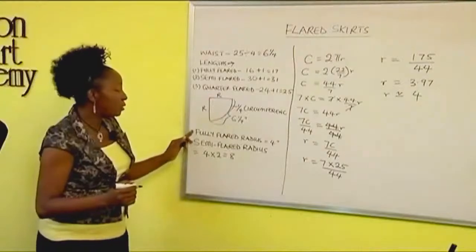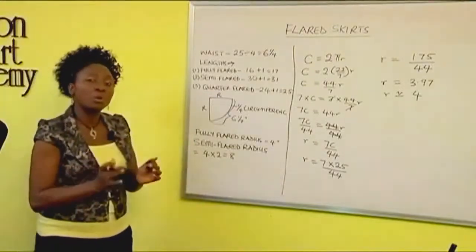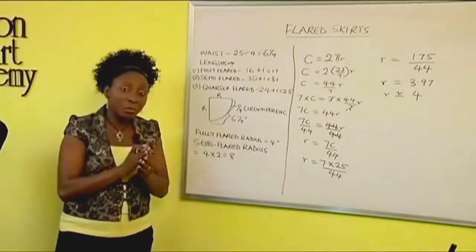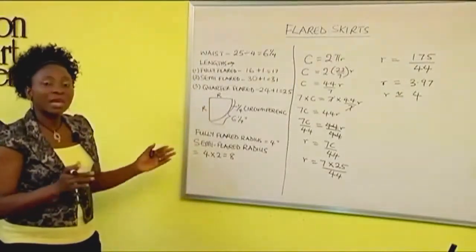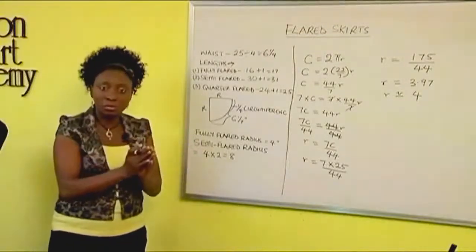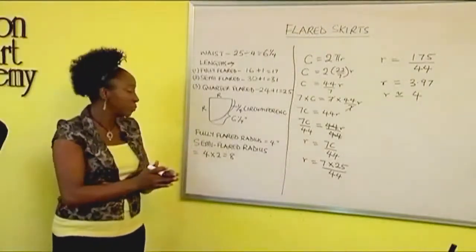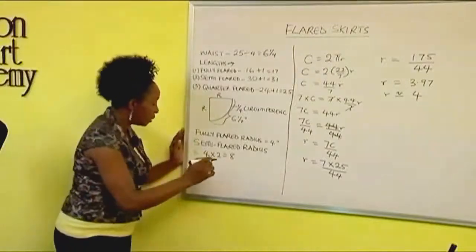Now, for my fully flared radius, I'm going to take my fabric and fold it into 4, that's lengthwise and widthwise. But for my semi-flared skirt, all I have to do is fold my fabric into 2, just widthwise, that's all. Now let's look at our quarter flared.